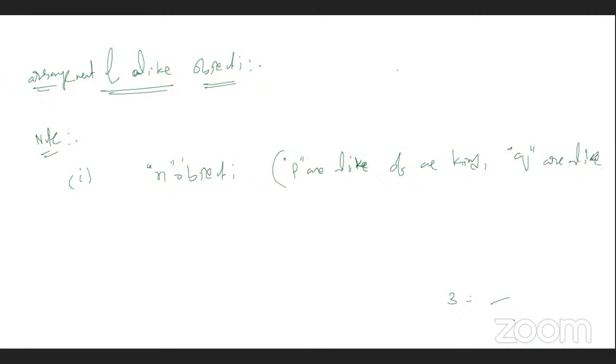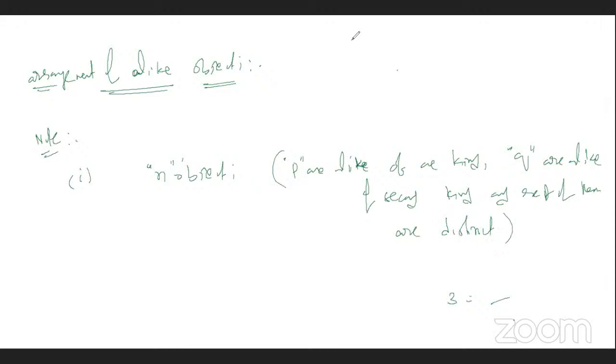So, note, first one: n objects are there. In this, P are alike of one kind. Q are alike of second kind, and the rest of them are distinct.